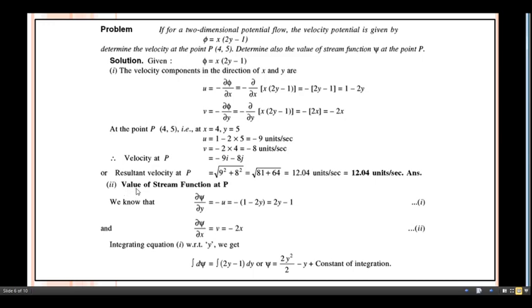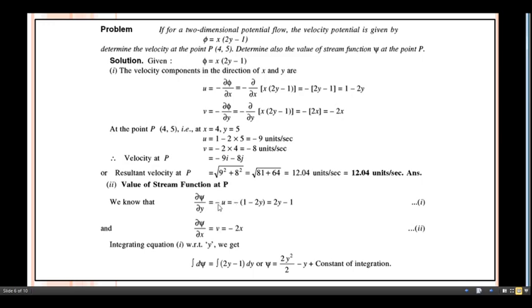Here you have to calculate the value of the stream function at P. For that, we know ∂ψ/∂y equals minus u. Similar case with the next one, ∂ψ/∂x is nothing but v. What about the u term already with us? The term with us is 1 minus 2y. So a minus sign should be given here for the stream function.